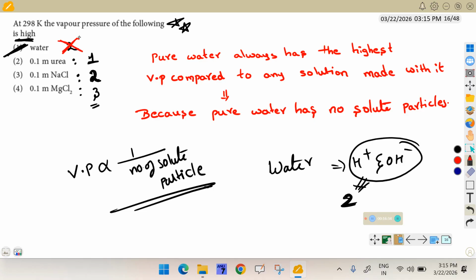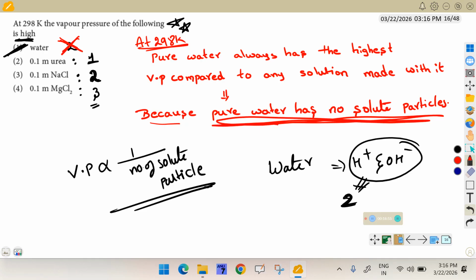But that is wrong. Why? At 298 kelvins, pure water always has the highest vapor pressure compared to any solution made with it, because pure water has no solute particles. No solute particles. So the first option is correct.